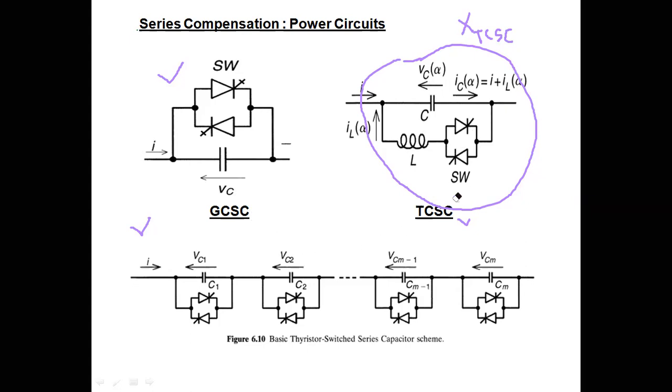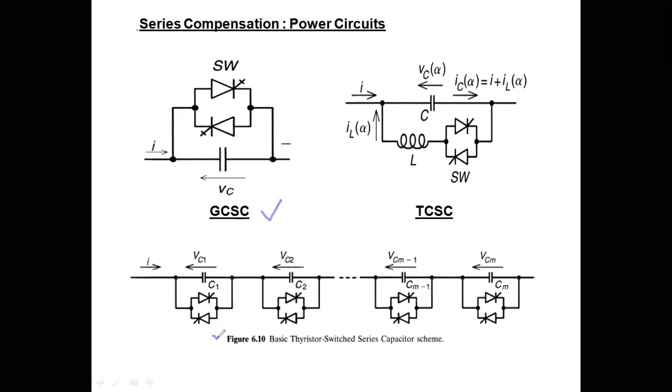So these are the power circuits. I'm repeating: in this case we have TCR. In the case of TCSC, we are connecting a TCR in parallel with a series capacitor. The first circuit we are discussing is GCSC, and the second one is TSSC. Here the switch is replaced by a thyristor, and this one is slightly different: we are adding a TCR circuit in parallel with the capacitor.